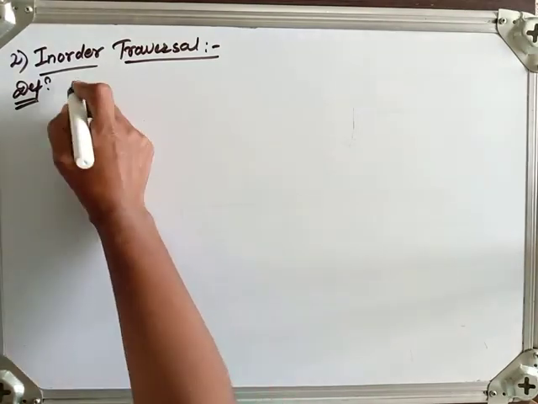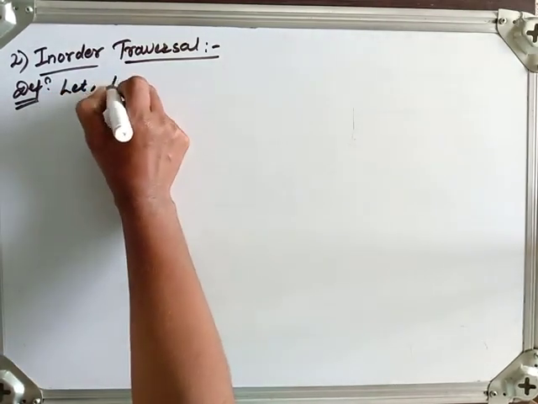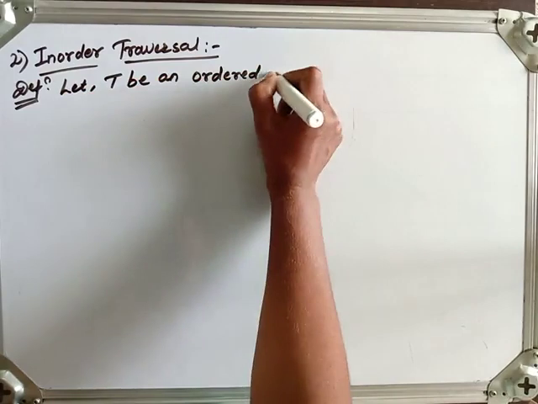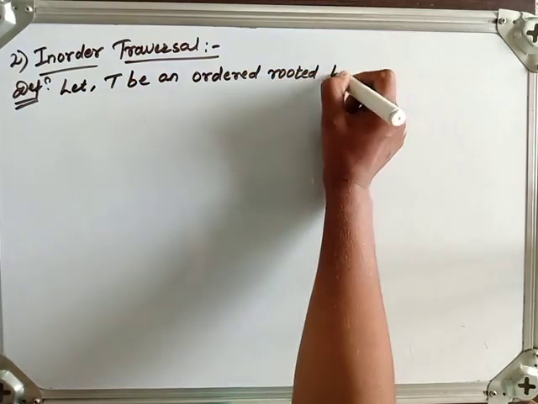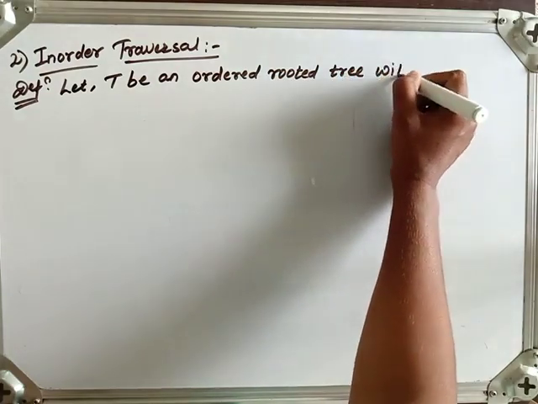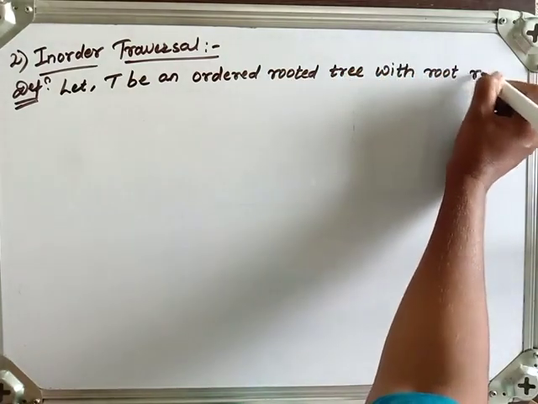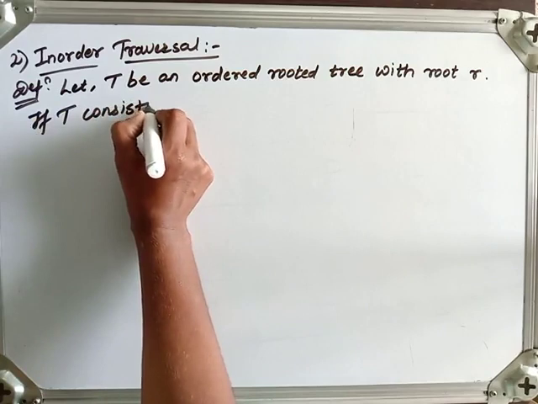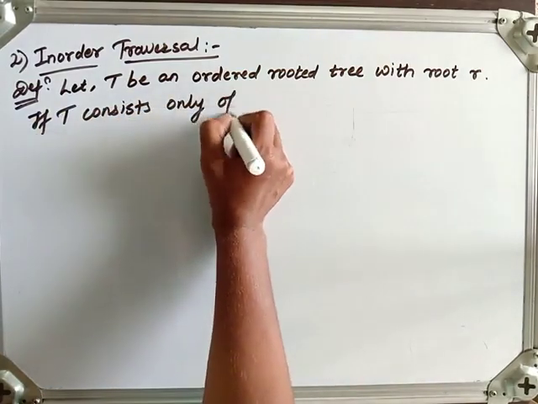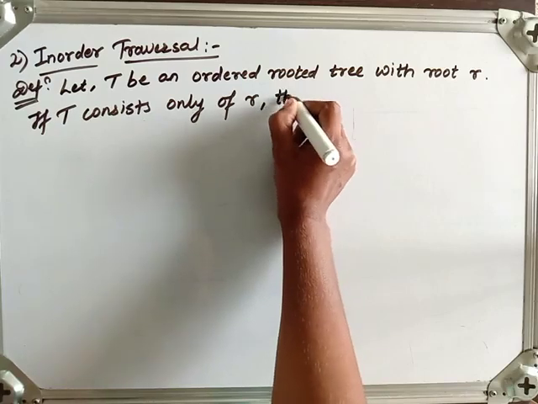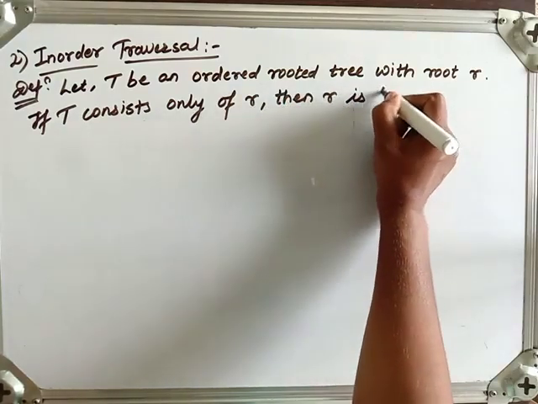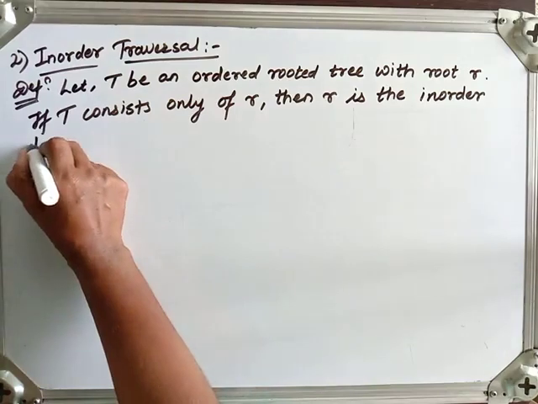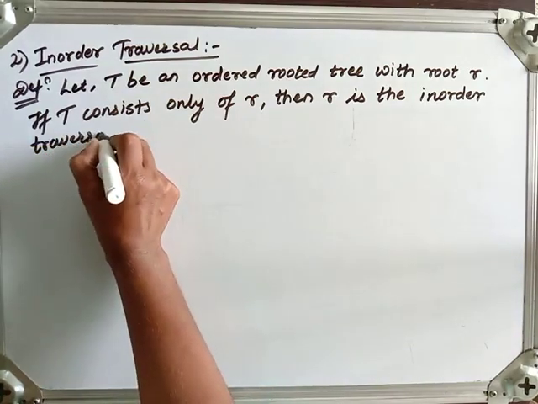So here in in-order traversal, let T be an ordered rooted tree with root R. If T consists only of R, only of R means only the root, then R is the in-order traversal of T.